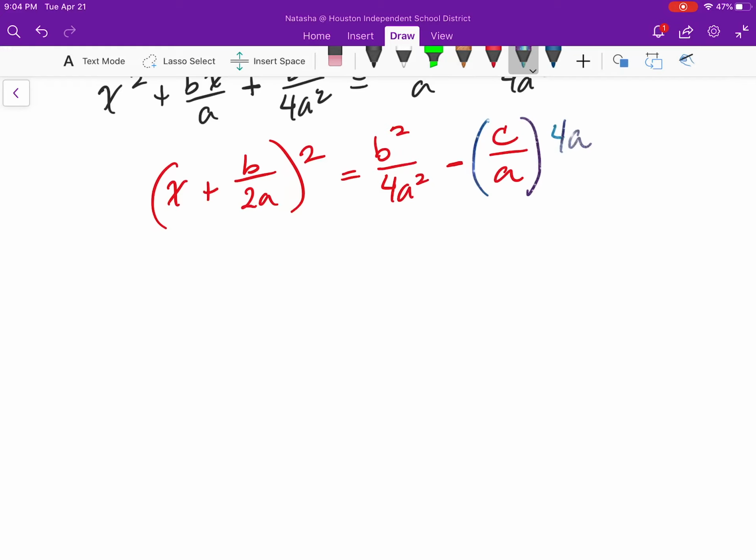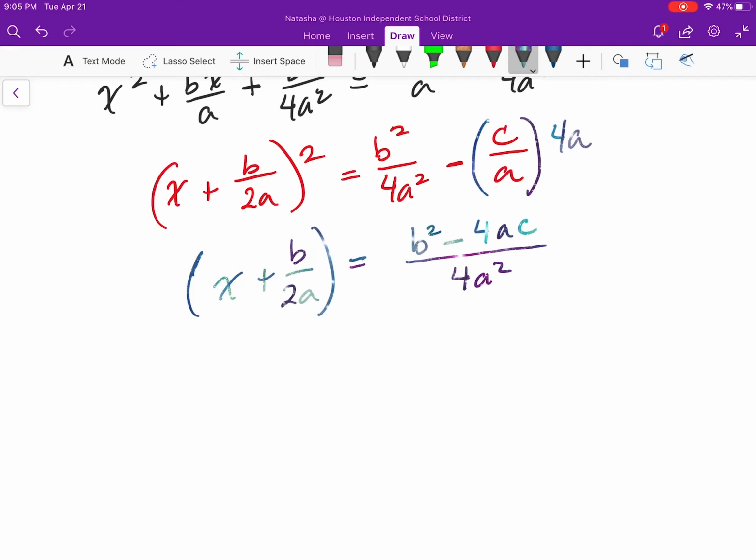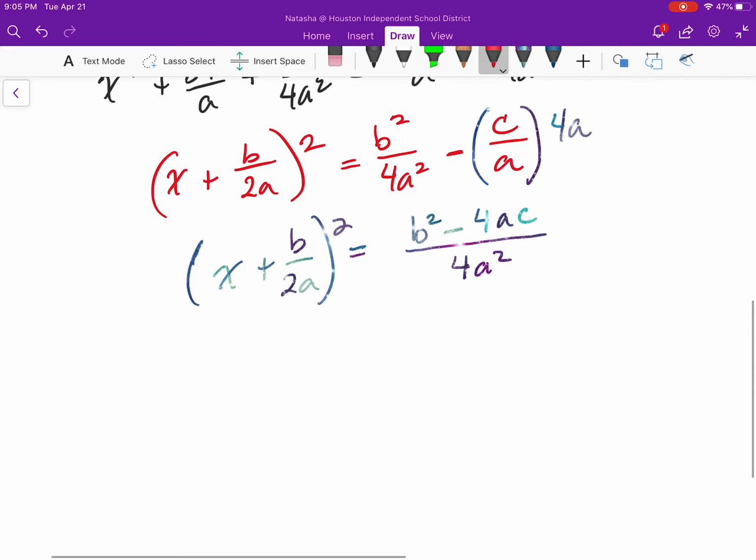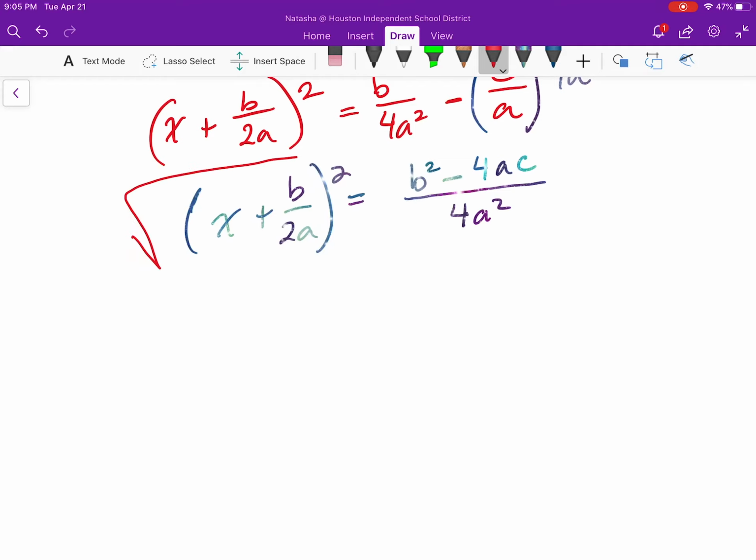In order to combine my fractions, I'm going to go old school math here and create a common denominator. So I'm going to multiply this c over a term by 4a. I don't need to do 4a squared because this is 4a squared, and this is a. I already have one a there. A times a is going to give me a squared. So now this is going to become b squared minus 4a times c, which is 4ac, all over 4a squared. Oh, look at that. This is already starting to look like our quadratic equation.